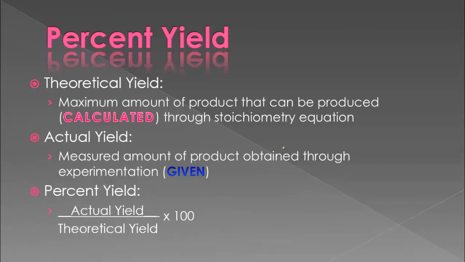We could take the actual yield, how much NaCl did you actually produce, and divide it then by the theoretical yield. How much, given just the equation, having no room for sources of error, none of that plays in, what should you have gotten? And then, of course, because it's a percent, we're going to multiply it by 100.